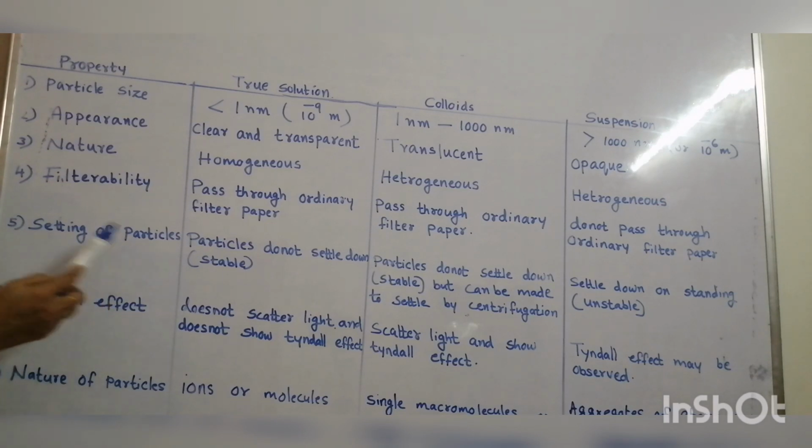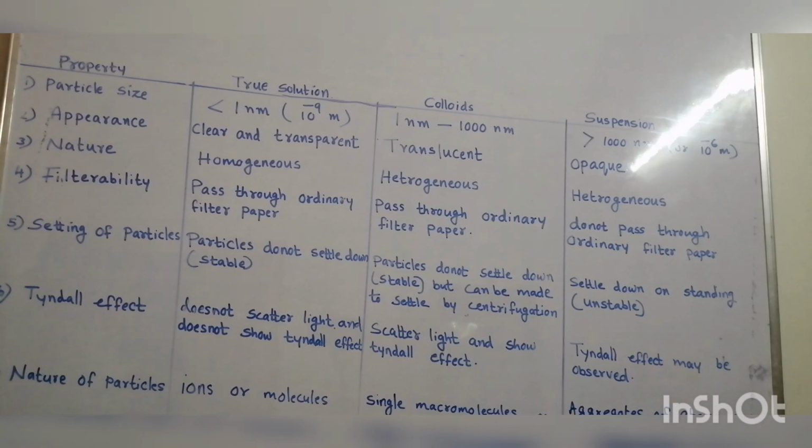Then settling of particles. In a true solution, particles do not settle down, so it is called stable. Whereas in a colloid, the particles do not settle down and it is also stable but can be made to settle by centrifugation. Centrifugation is a technique used to separate smaller particles. In this method, the mixture is rotated at a very high speed and the heavier particles are forced to settle down at the bottom.